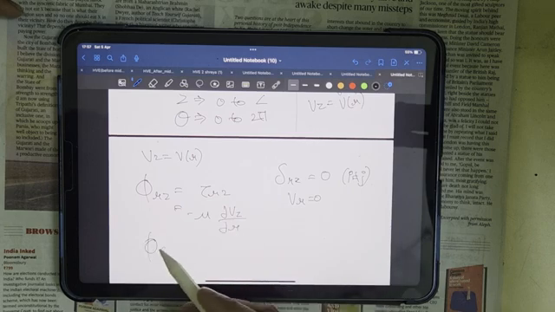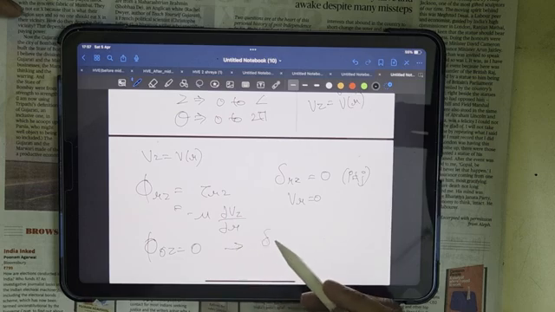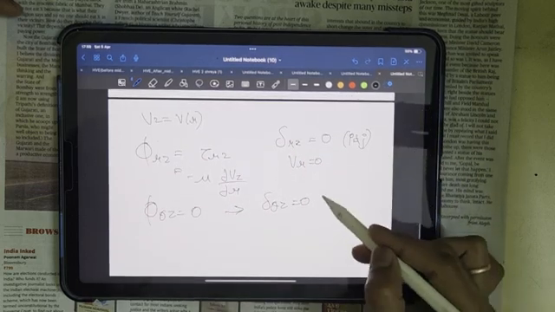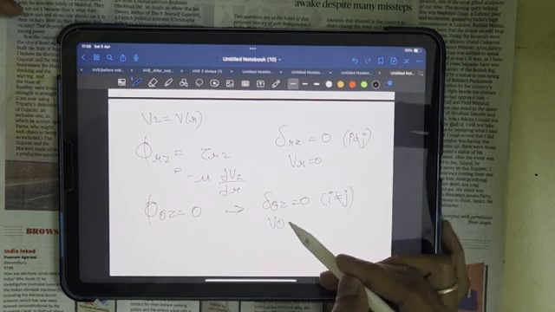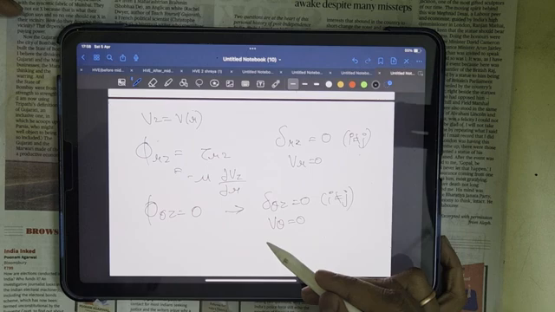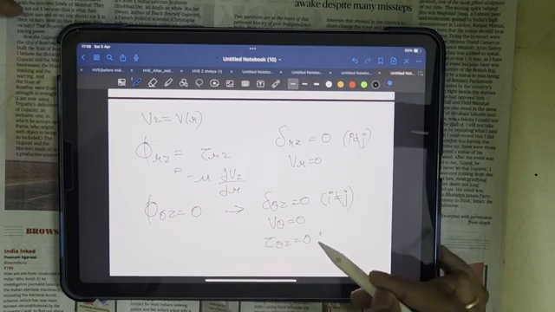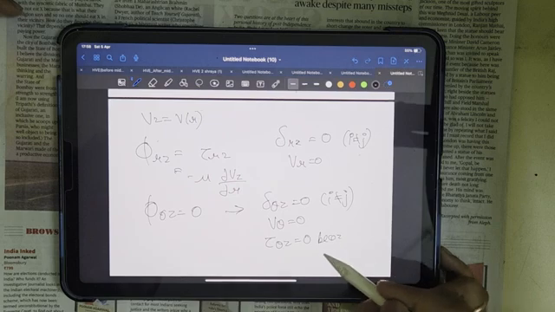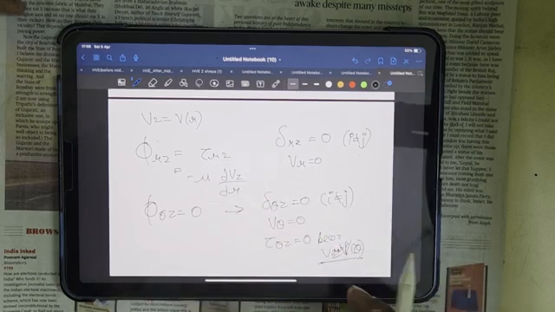Tau theta z is 0 because delta theta z is 0. The first term becomes 0 because i is not equal to j. The second term becomes 0 because V theta is 0, and the third term, that is tau theta z, becomes 0 because Vz is not a function of V theta.